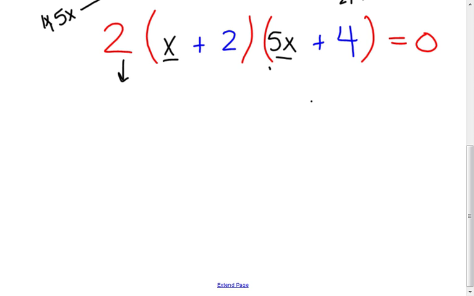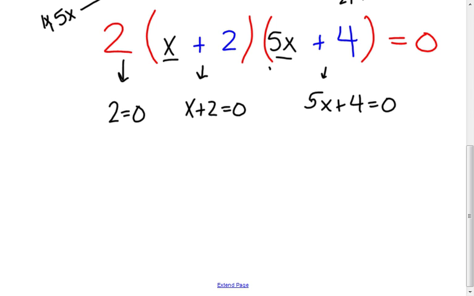So I'm going to go like this, 2 equals 0. I will take this parentheses, x plus 2 equals 0, and solve it. And I will take this parentheses, 5x plus 4 equals 0, and solve it. On the far left, 2 never equals 0. If it was 2x, you could divide by 2 and x would be 0, but there is no x in here. 2 never equals 0. I actually don't need that.